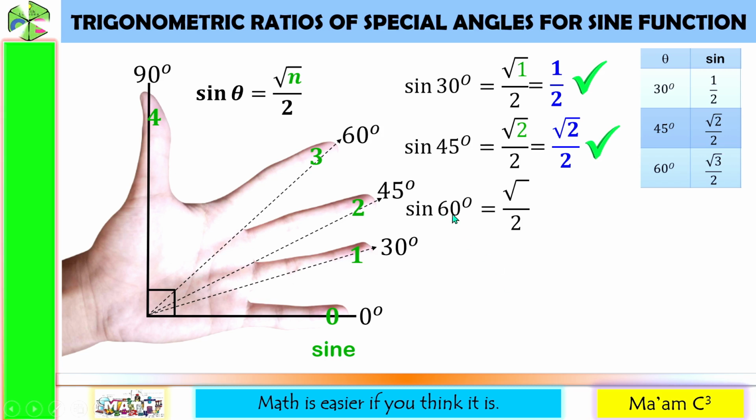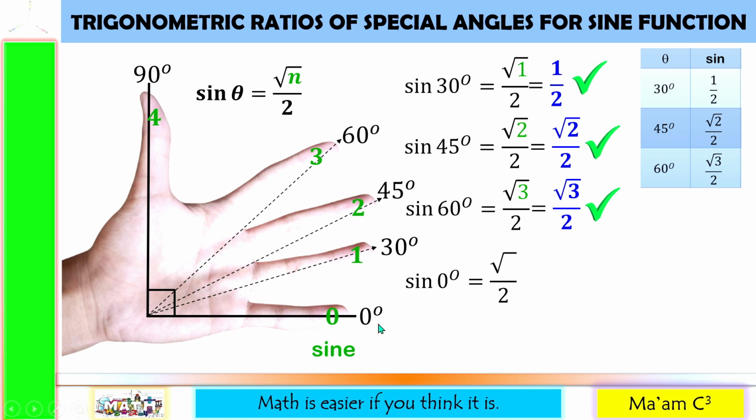Next one, let's have sine 60 degrees. For 60 degrees, the number assigned to our finger is 3. So this will become a square root of 3 over 2. Let us look at our table. So we have sine 60 degrees is square root of 3 over 2. So this is correct.